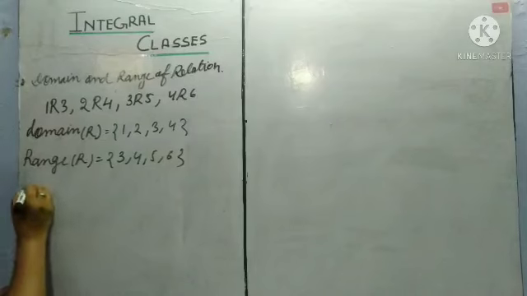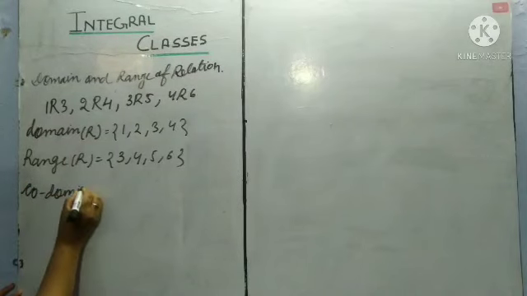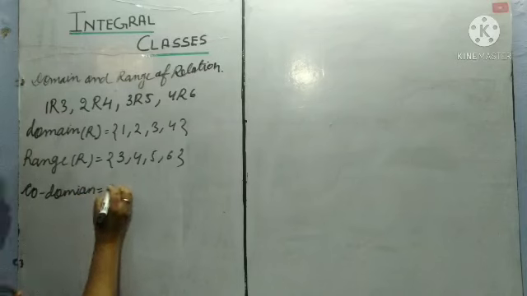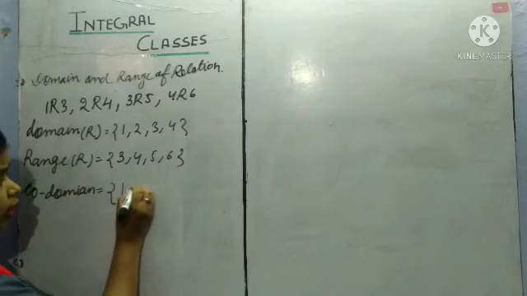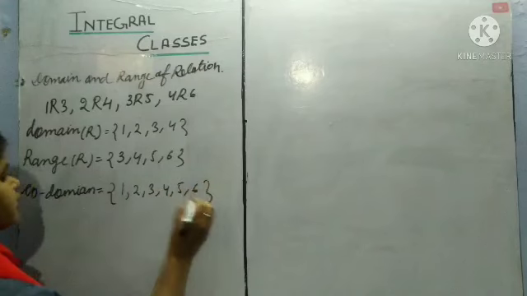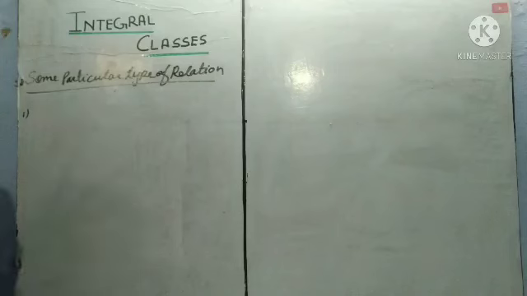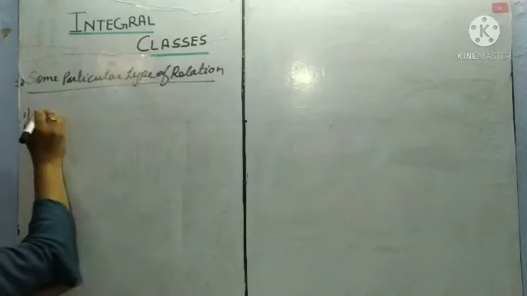While the codomain is, do you know what the codomain is? Codomain is the set A. Set A is what? 1, 2, 3, 4, 5, 6. Next topic is some particular types of relation. First of all, I will explain the empty relation.